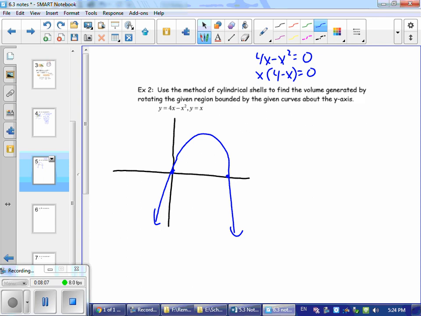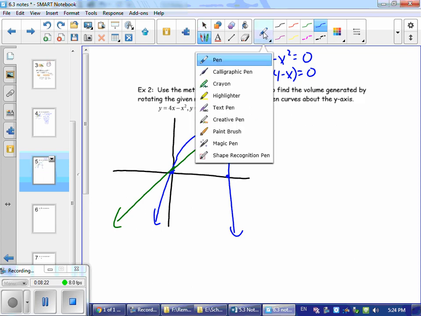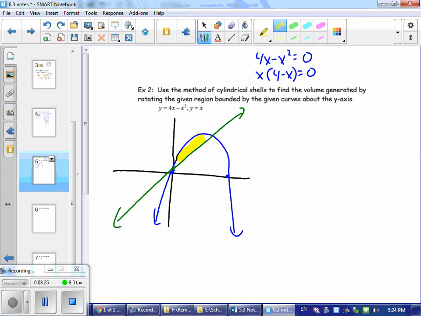And then y equals x, of course. Standard y equals x line. So it looks like my bounded region is right here. Okay, that's the bounded region right there. So that's going to be revolved around the y-axis. So if I kind of sketch what that looks like on the other side, mirroring that, something like that. So now I can get rid of this stuff right here. So that's kind of what it looks like on the other side.